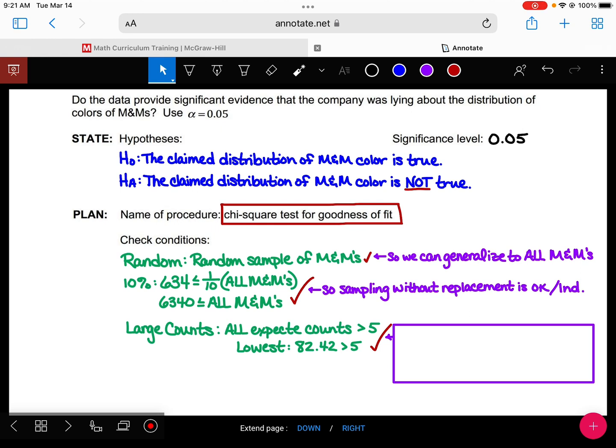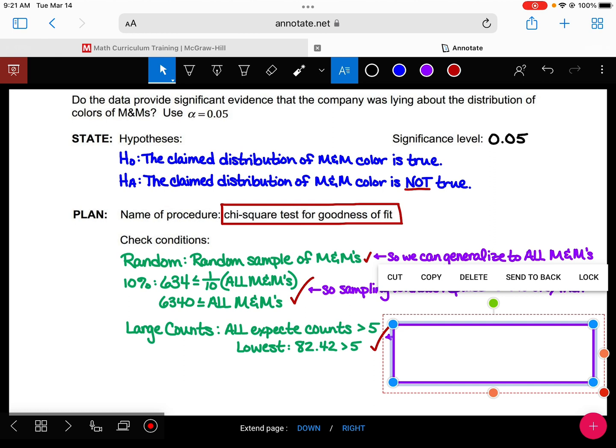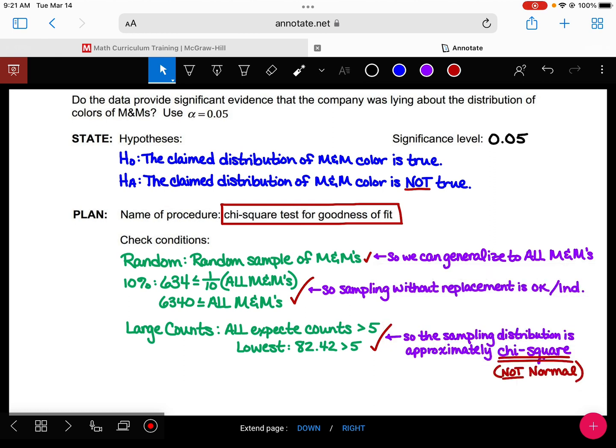I had this down on the other page. Why do we care about large counts for chi-square? Yes, sir. Yes. So that our sampling distribution is approximately chi-square, yes. This is the only one that we're not looking for normalcy on.